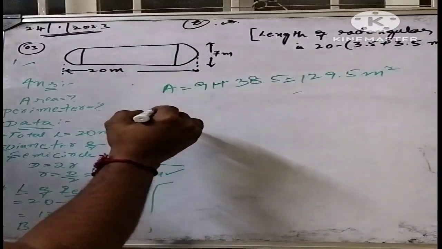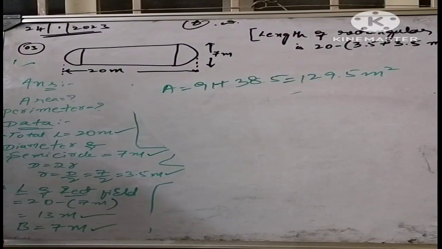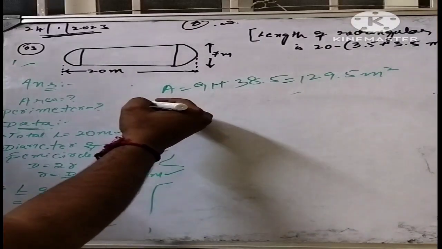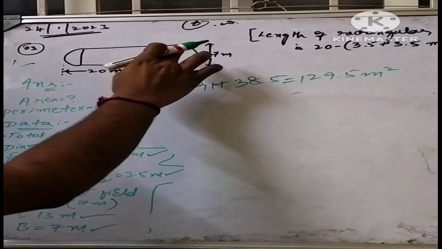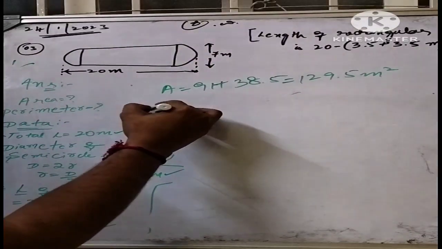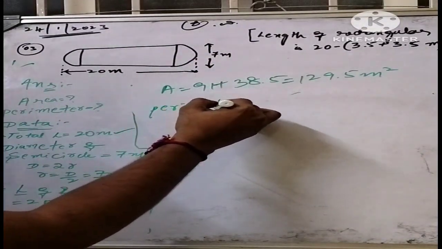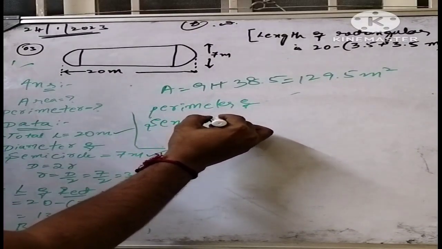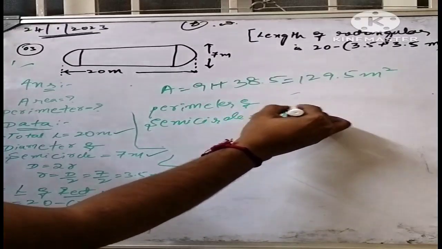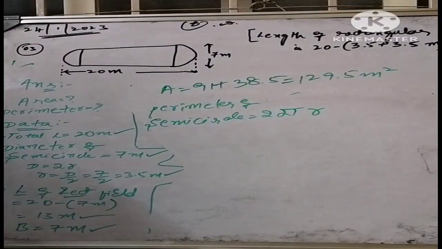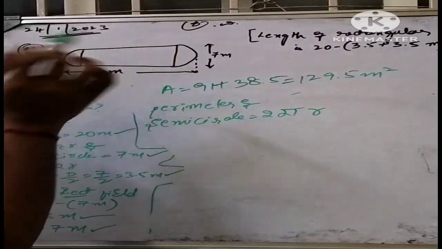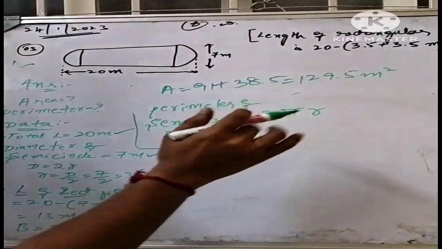So we have found the area of the total garden, and let's find out the perimeter of the total garden. Before finding the perimeter of the total garden, what is the perimeter of the semicircle? What is the formula for the perimeter of the semicircle? Perimeter of semicircle is 2 pi r. For a half circle also the perimeter will be the same. Why? Because we have two half circles. So 2 pi r is the fixed formula for the semicircle.